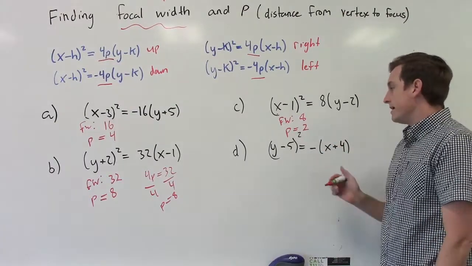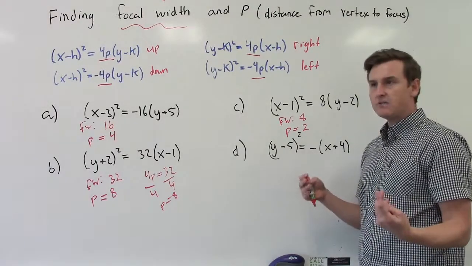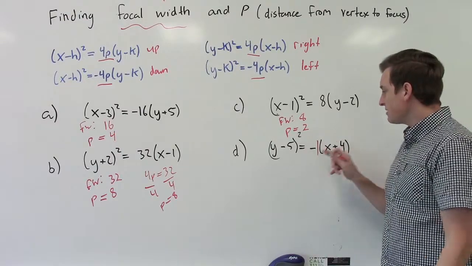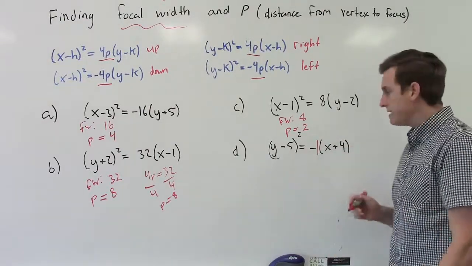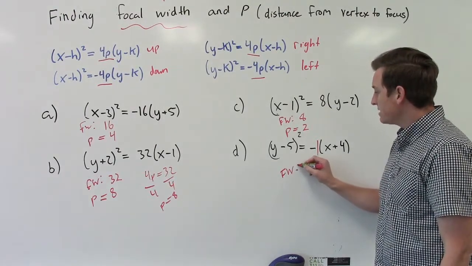Okay. This one, you don't really see a number out here, but just like normal, when we don't see a number multiplying something, we don't see a coefficient, we assume that there's going to be a 1 there. So this is like a -1 times x plus 4. So the focal width for this guy is going to be 1.